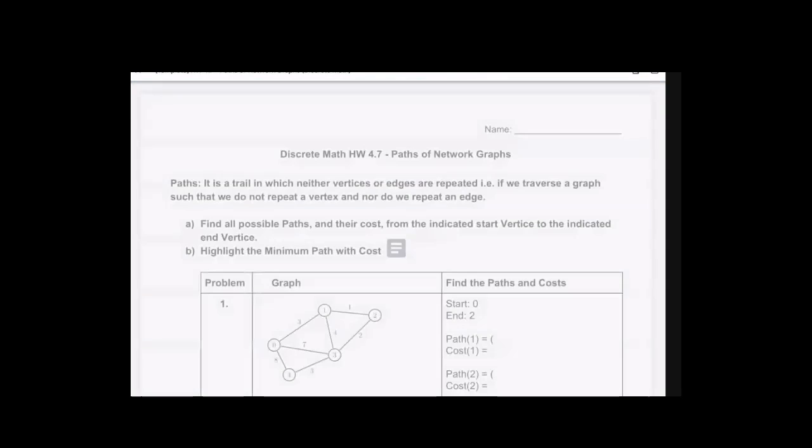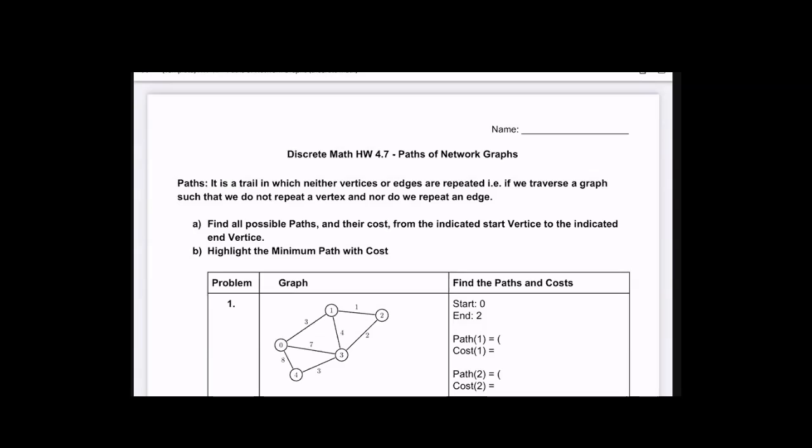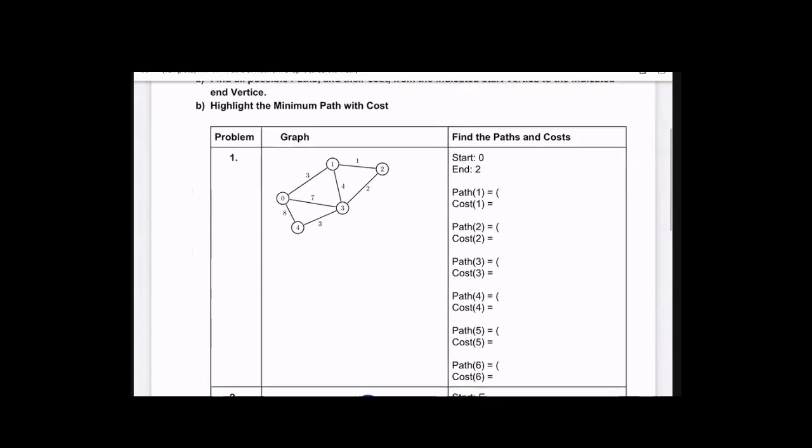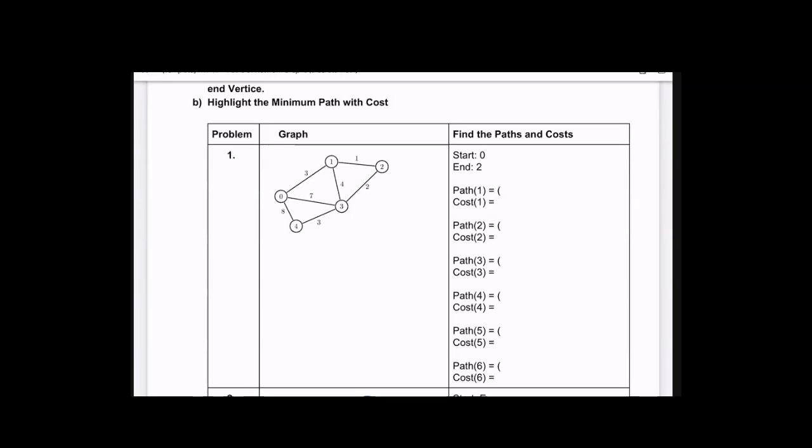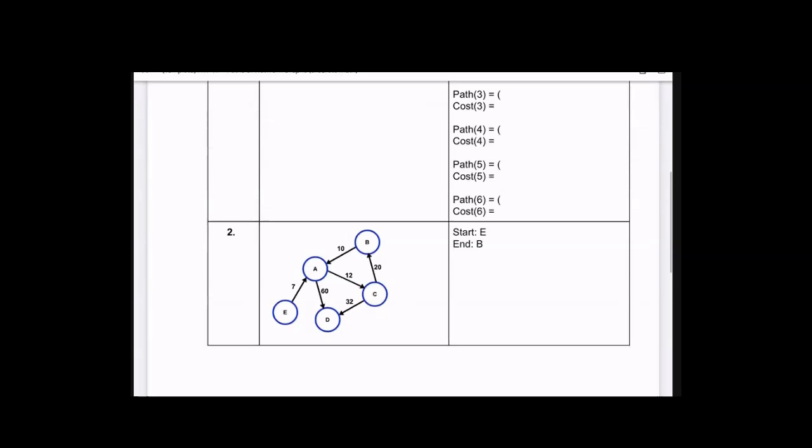In the homework, problem 1, I've told you exactly how many paths there are. I've told you that there are 6 different paths. I want you to get from vertex 0 all the way to vertex 2, and there are 6 different possibilities. I'm telling you explicitly, there are 6. Find all 6.